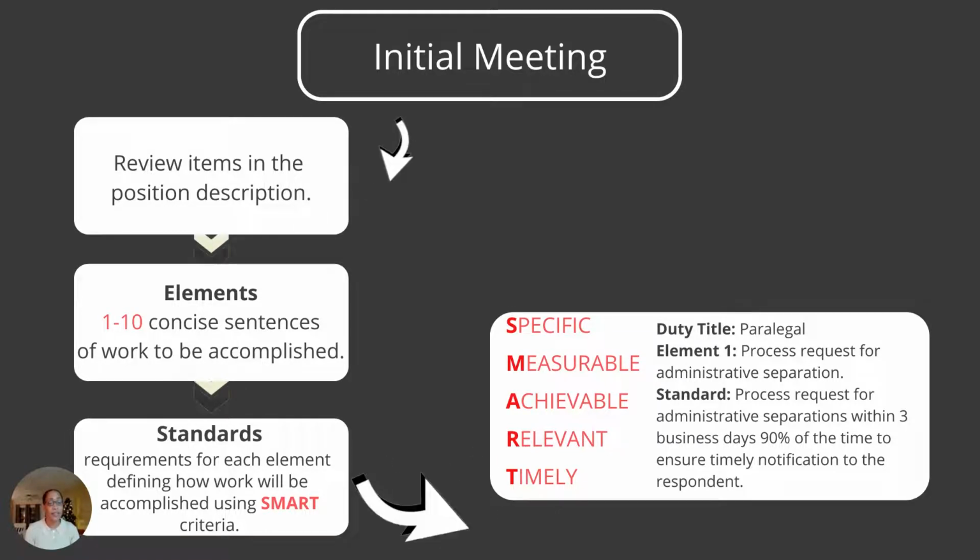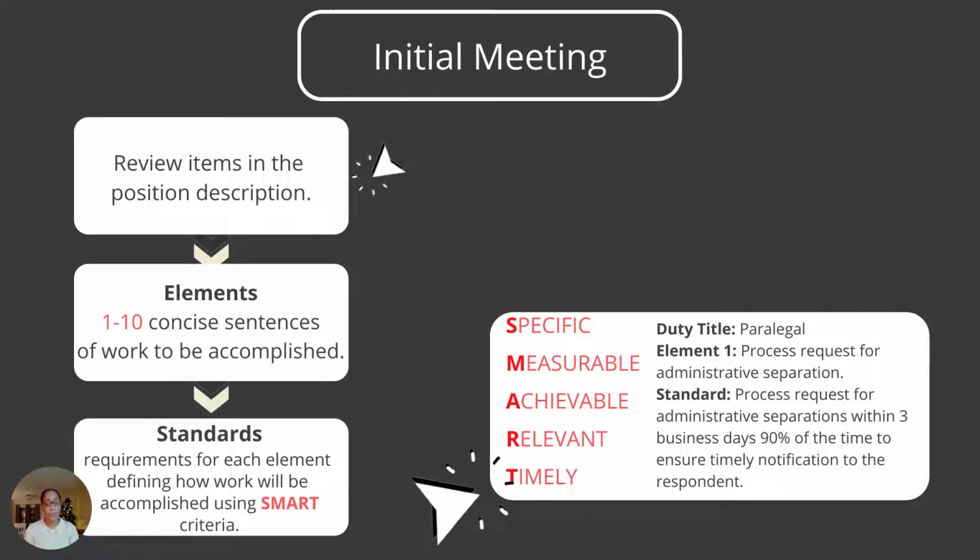Then you will have 1 to 10 concise sentences of work to be accomplished, and these will be called the elements. Once you establish your elements, then you would set standards for each one of those elements, and those requirements for each element define how the work will be accomplished using the SMART criteria. The SMART criteria asks that your standards be specific, measurable, achievable, relevant, and timely.